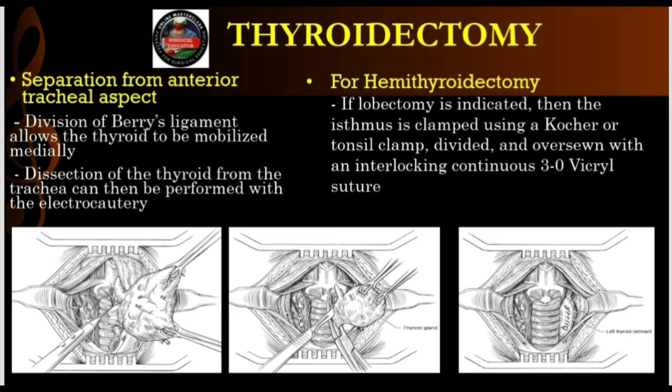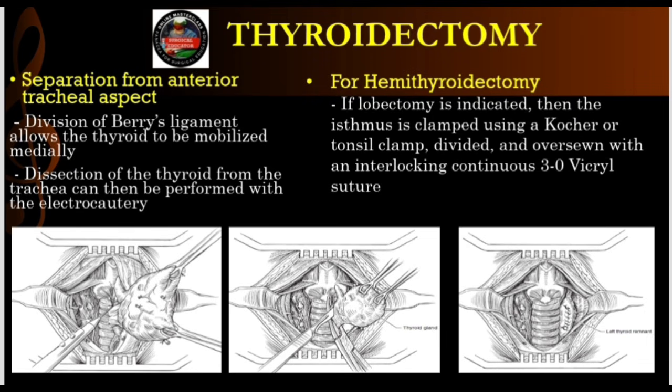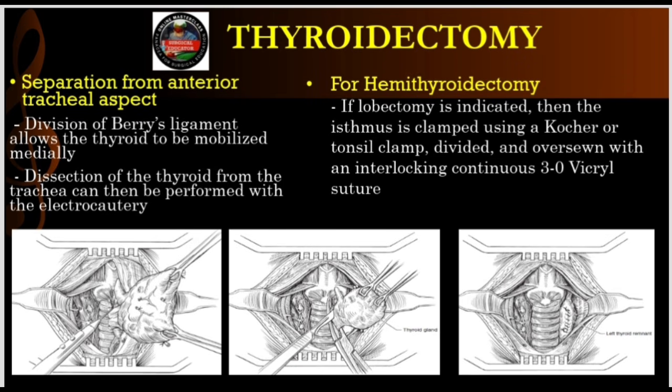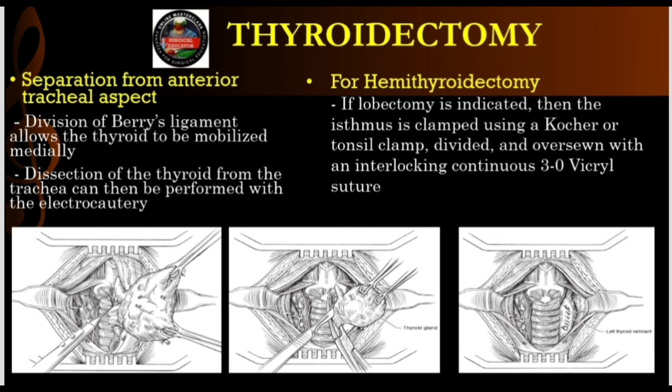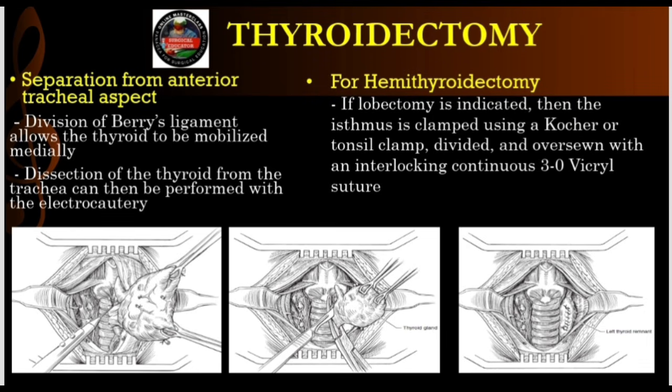Because that isthmus is highly vascular. You can't just slice it. You take a heavy Kocher clamp and crush a vertical line right through it. The crushing damages the tissue and starts the clotting cascade. Exactly. Then you cut along the clamp to remove the lobe, but you're left with a raw, crushed edge of thyroid on the trachea. And when they wake up and cough, that crushed edge will just blow open and bleed into the airway.